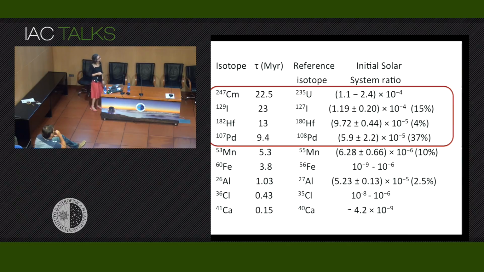And the third reason is that you can see all these nuclei are heavy. They're all heavier than iron. Iron 60 is the heaviest of the iron isotopes that has a relatively long half-life. But these ones all have more than 100 in mass. So these nuclei can only be produced by neutron captures in stars.